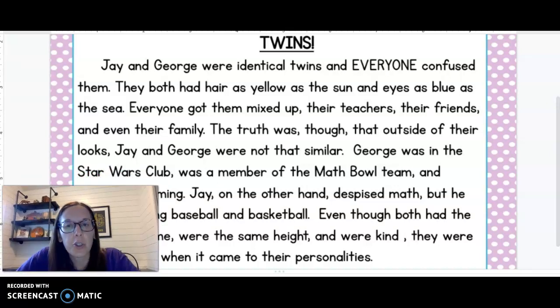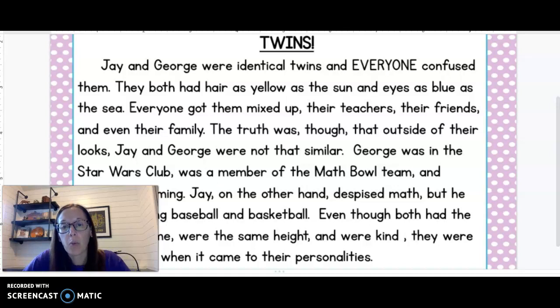Okay, the title is Twins. Jay and George were identical twins and everyone confused them. They both had hair as yellow as the sun and eyes as blue as the sea. Everyone got them mixed up, their teachers, their friends, and even their family. The truth was, though, that outside of their looks, Jay and George were not that similar.